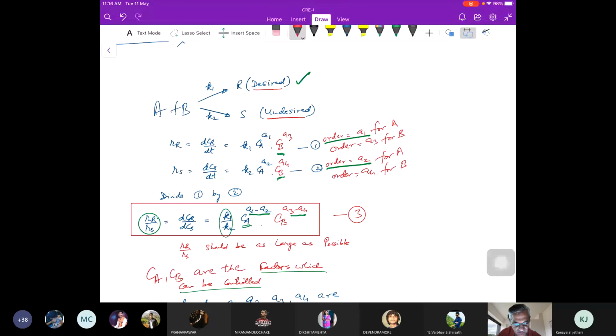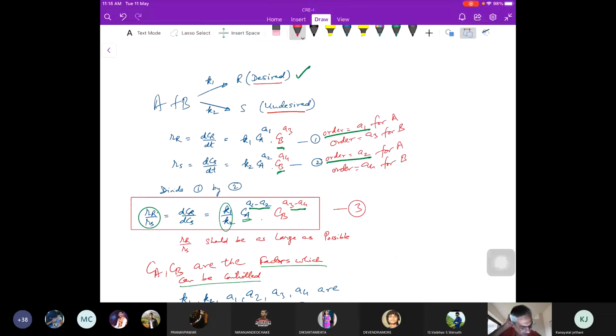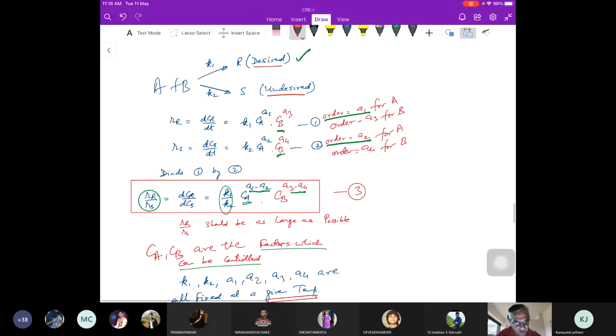So second case we saw was if there are two reactants. Generally एक reactant नहीं रहता है, polymerization में रहता है एक single reactant, decomposition में रहता है, but most of the time you will see at least two reactants. So if there are two reactants, A plus B, giving R and S, desired and undesired product.